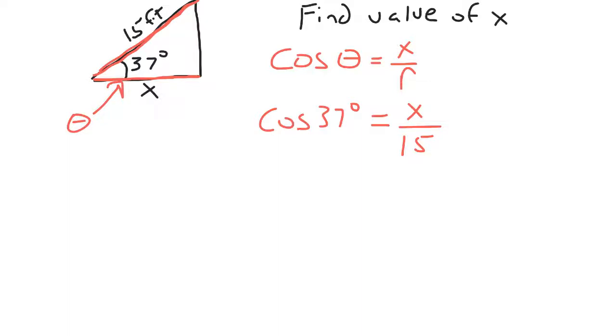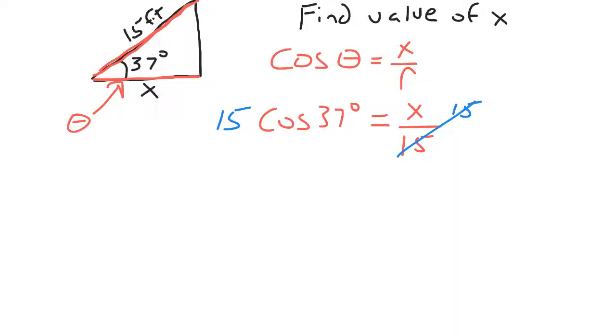Now, to solve this equation, we would want to multiply both sides of the equation by 15. And just make sure you don't multiply the 37 degrees by 15. It's going to be 15 times the cosine of 37 degrees.